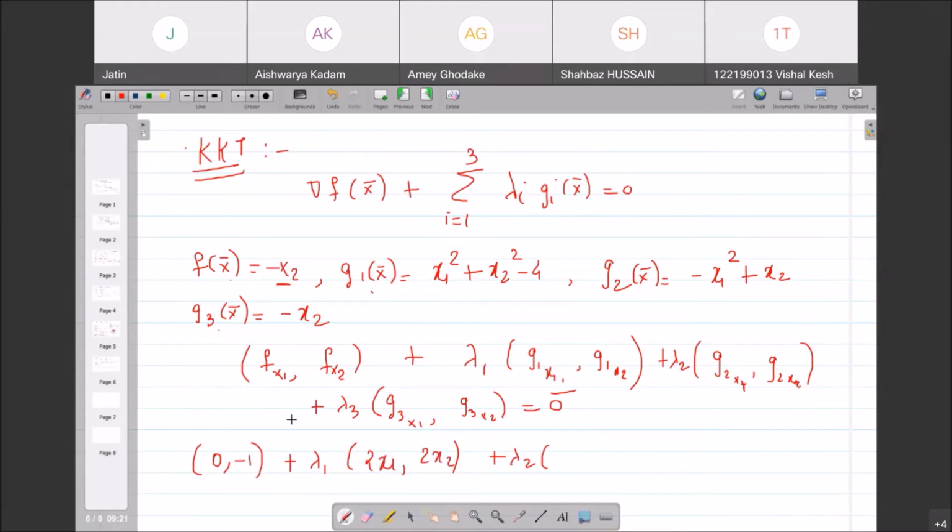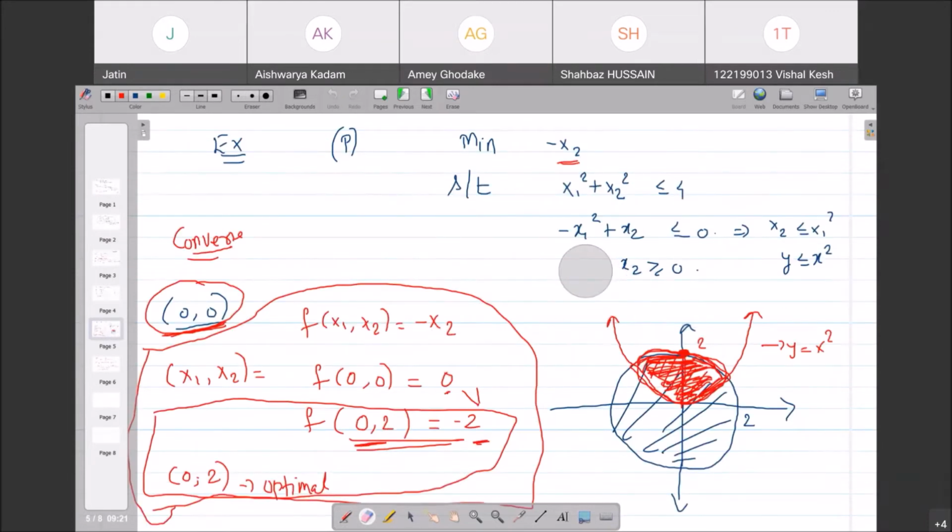Actually, I don't even need g3 for this. My g3 is a redundant constraint. Even if I don't take x2 greater equal 0, I will still get the same region. Correct? Because what is the region? The first one will give me x1 square plus x2 square less equal 4, so that is inside the disk. And this will give me inside the parabola. So obviously the common region is this. Automatically my x2 greater equal 0 is a redundant constraint.